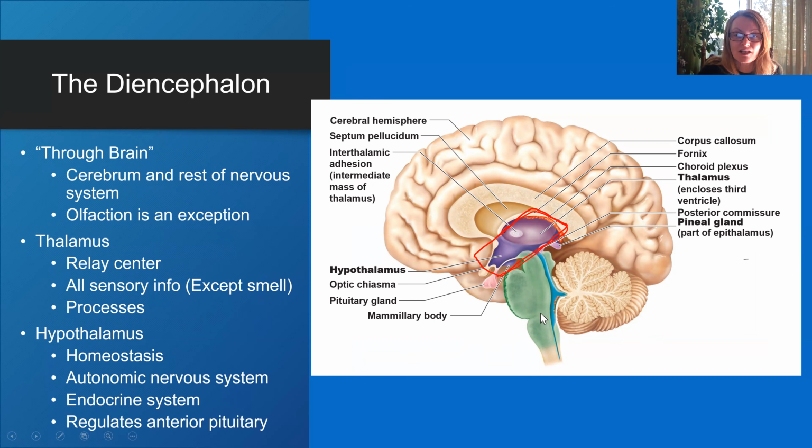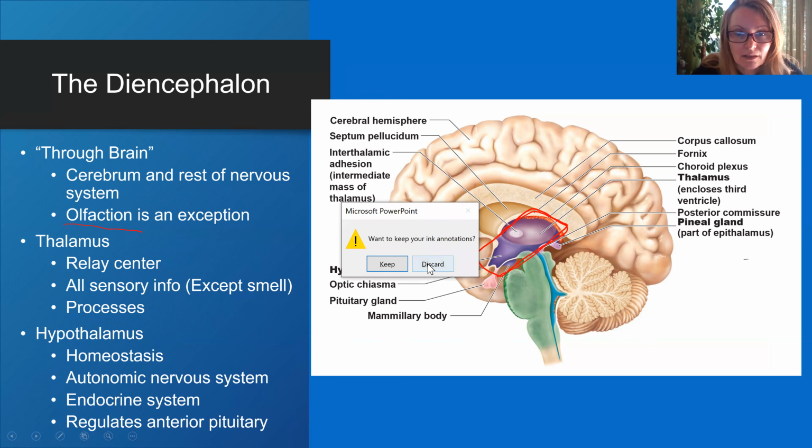Like all your sensory information will go through the thalamus, right? Even your vision, your taste, your sensation of touch, sensation of temperature, all the sensory information will go through the thalamus except olfaction. Olfaction will go straight to your cerebrum, so it does not pass through diencephalon. So thalamus is a relay center.